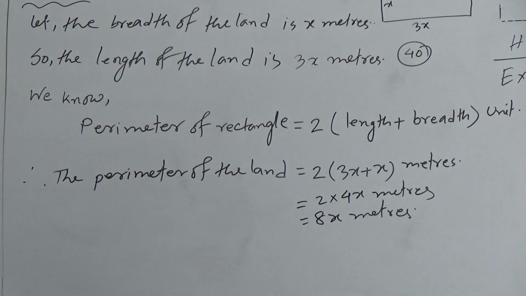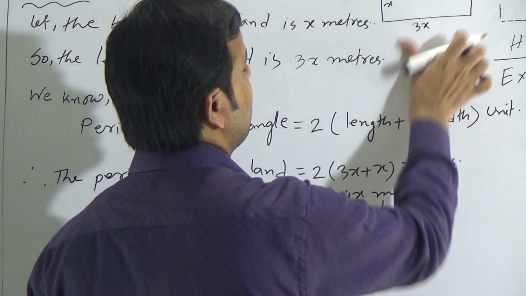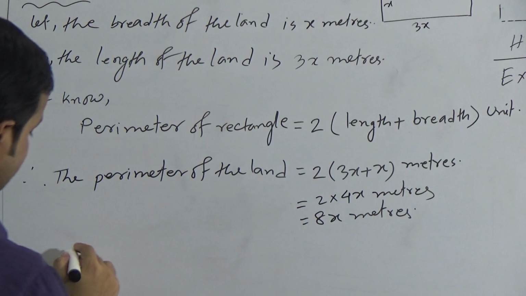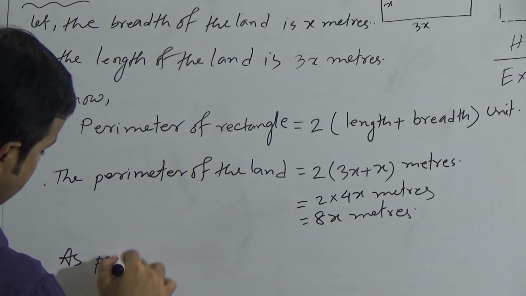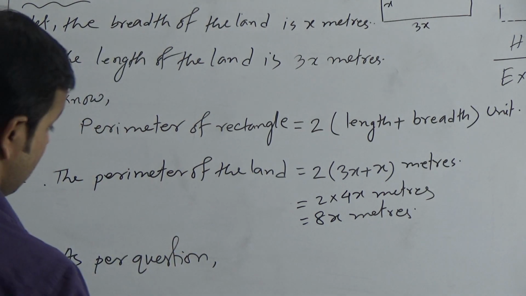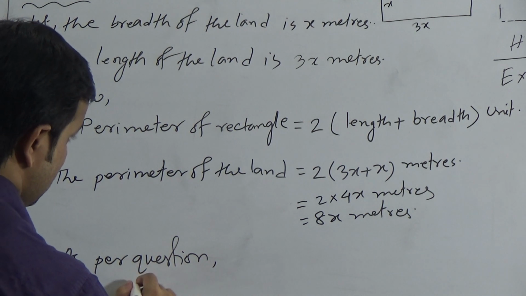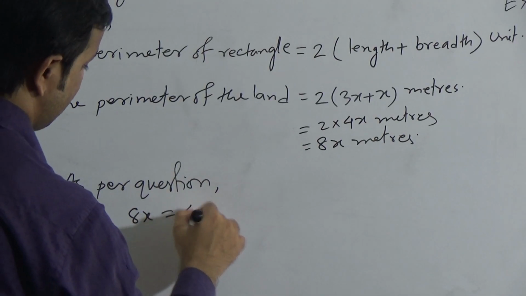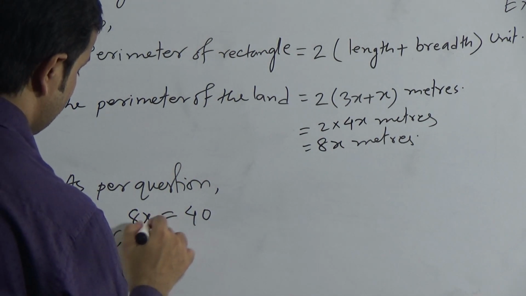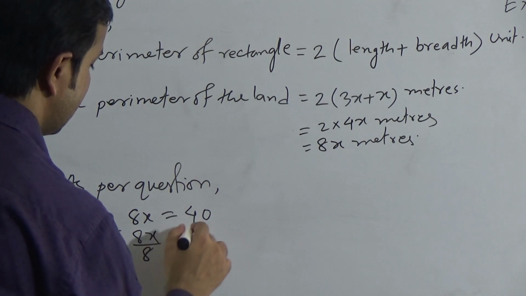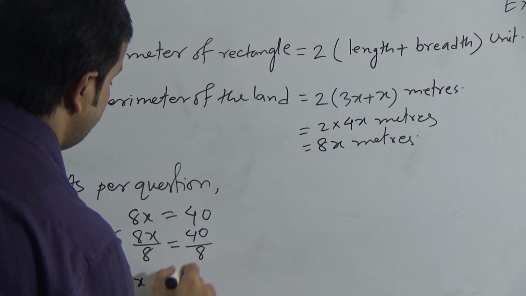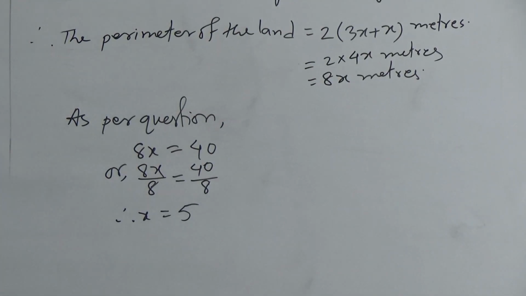Okay, dear students, now see perimeter is given, that is 40 meters in the question. So we can write as per question, perimeter means 8x, that is 40. Or we can divide both sides by 8, we will get 40 by 8. So value of x is 5. If we divide 40 by 8, we will get 5.